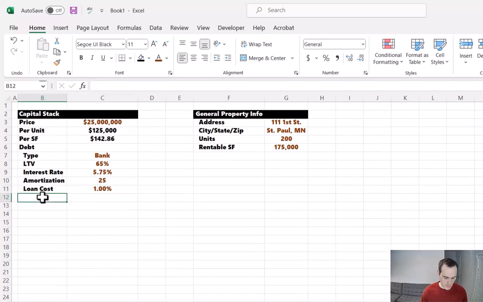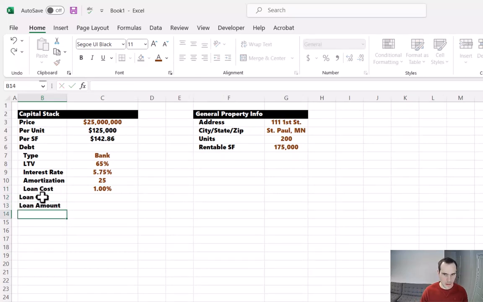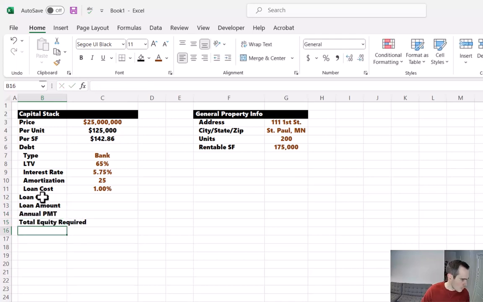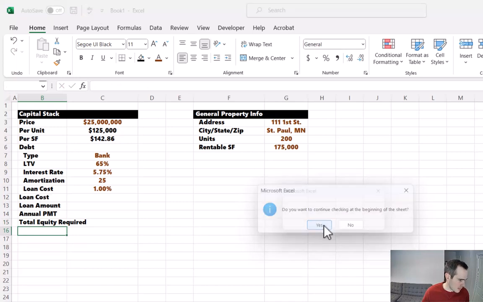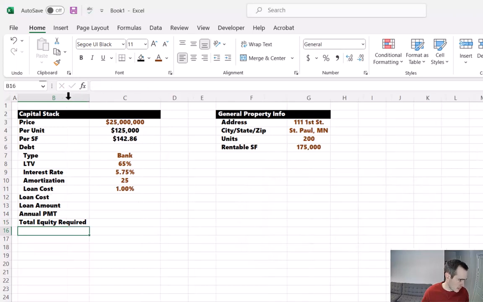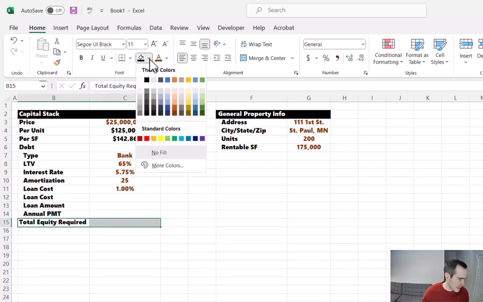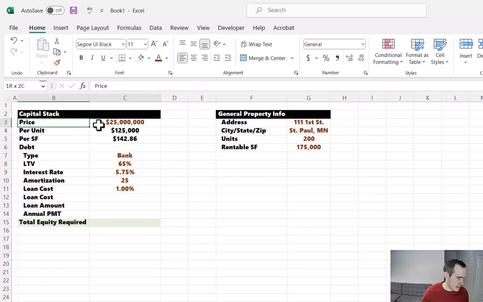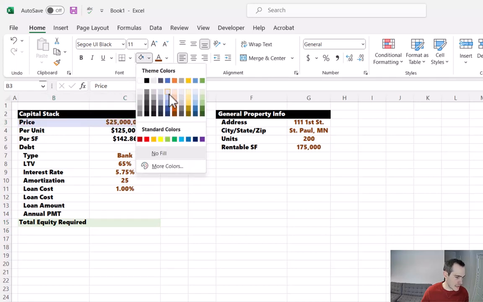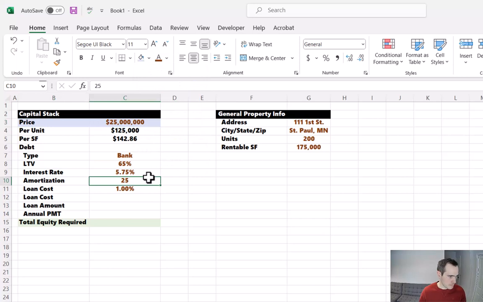And we'll wrap up this section with loan cost, loan amount, annual payment, and the total equity required. I'm going to do a quick spell check. I make a ton of spelling errors. I'm always more focused on the numbers. I'm going to also indent these cells so it's clear that they fall under the debt category. And then I'm going to just highlight this green so it stands out, and also the price. That's obviously a very essential input in this particular model.